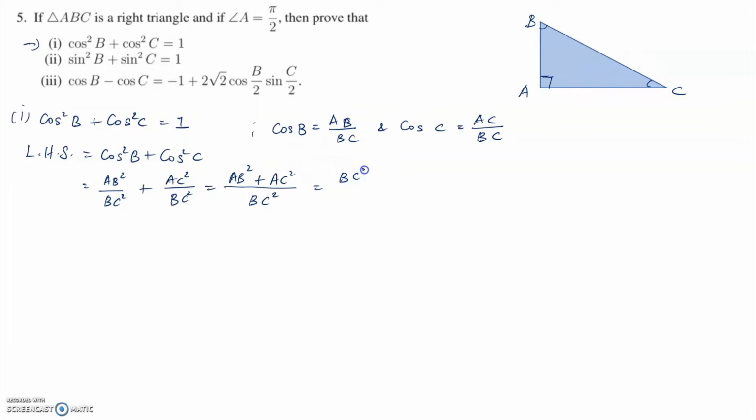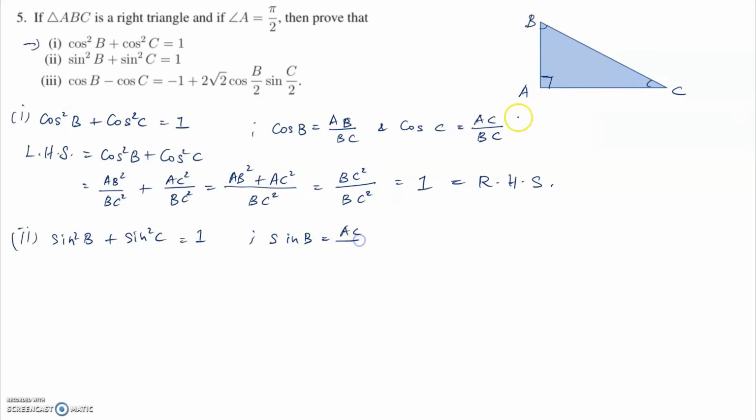So this is equal to BC squared divided by BC squared, which is equal to 1, which is equal to our RHS. Similarly, let's do the second one, which is sine squared B plus sine squared C is equal to 1. Same way, sine B, the angle B, sine B will be the opposite side, which is AC, divided by the hypotenuse, which is BC, and sine C will be AB divided by BC.